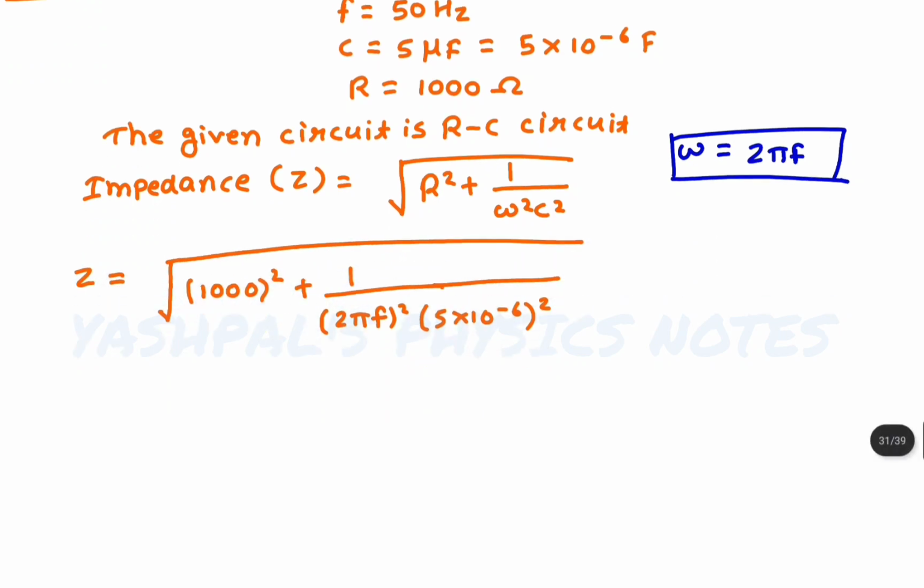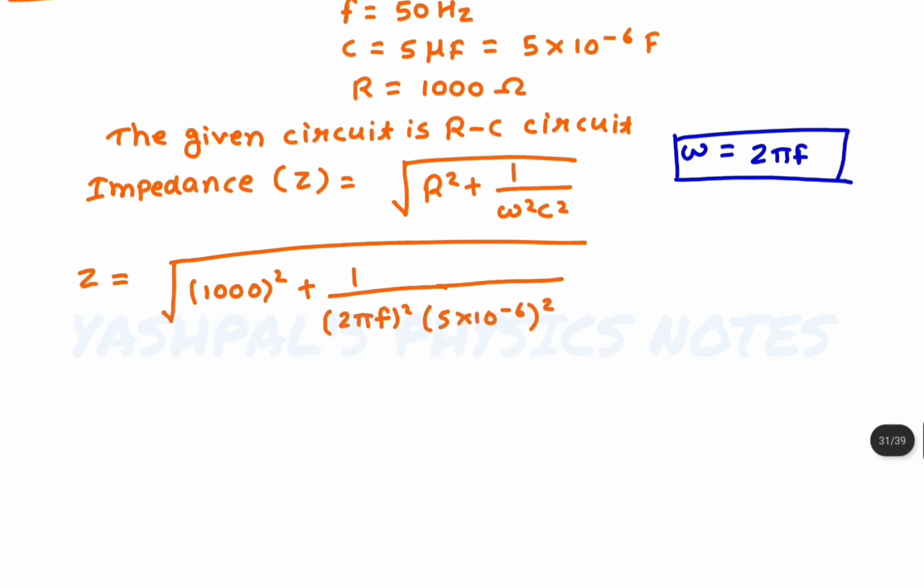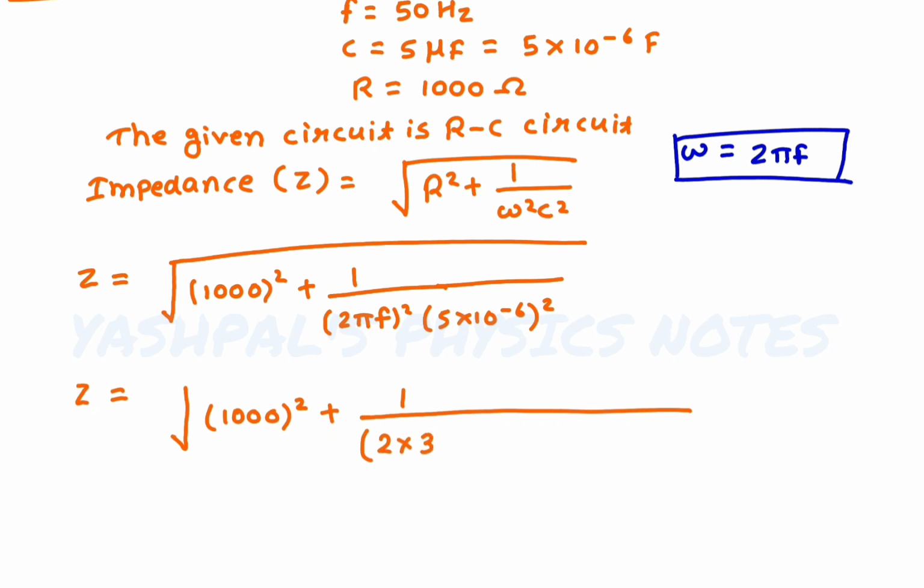Now we know the value of pi and value of f also from the given data. So we are going to substitute these values. I can always write directly, but if you write step by step, there is less chance that you might make mistakes. So always try to write step by step. 1 upon 2 into 3.14 into value of f is 50 whole square. Then capacitance value as it is, 5 into 10 to the power minus 6 whole square, and this is under root.